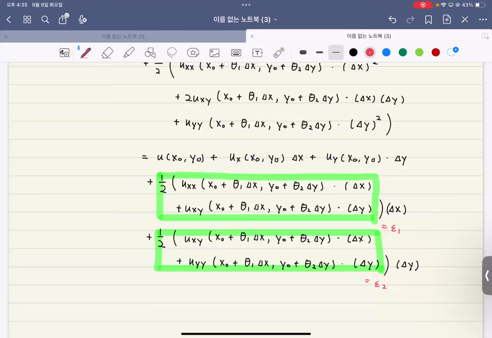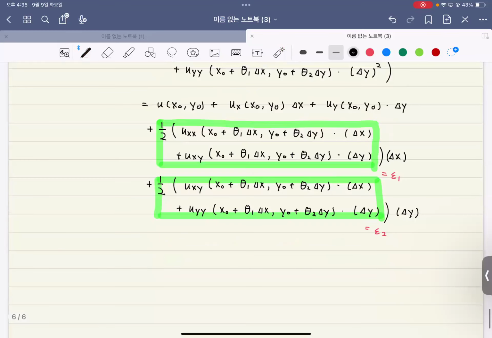So epsilon 1 and epsilon 2 tend to 0 as delta x and delta y tend to 0.